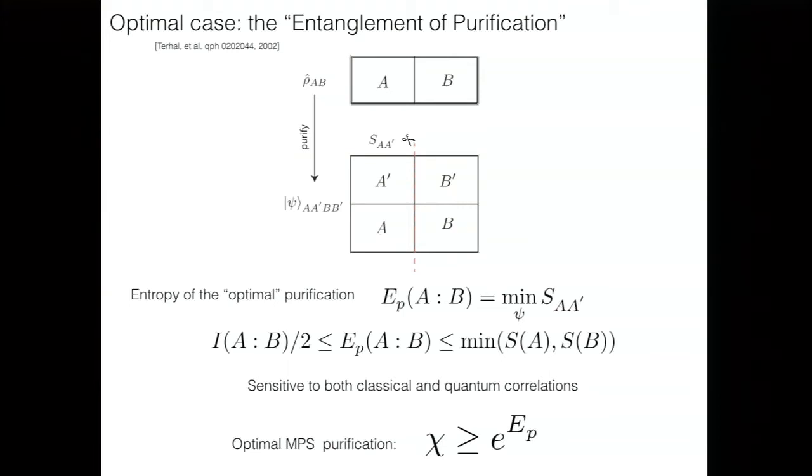So the problem here is, given a mixed state, there's many purifications. Let me optimize over all possible purifications so as to minimize the entanglement between the left and the right. And you call the value of that minimum the so-called entanglement of purification between A and B. So it's an entanglement measure on multipartite states. A couple facts about it. It's lower bounded by mutual information and upper bounded by the entropy in either the left or right region. And in general, it's sensitive to both classical correlations and quantum correlations.